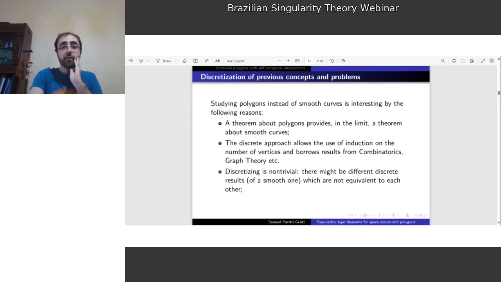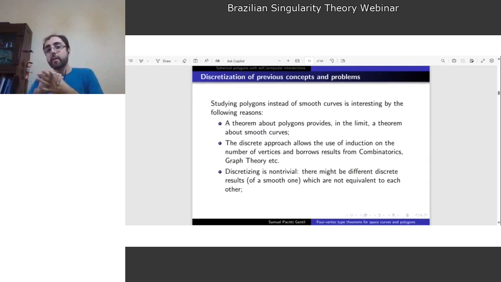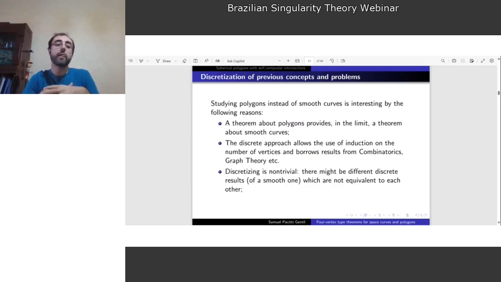So, up to this point, we talked only about the smooth theory. We were talking about regular curves. A different approach, not only to the four-vertex theorem, but for lots of mathematical theories in general, is to discretize these concepts and problems. In our case, since we're dealing with closed curves, we will be talking about polygons. And it is interesting to shift our focus to this different approach for the following reasons.